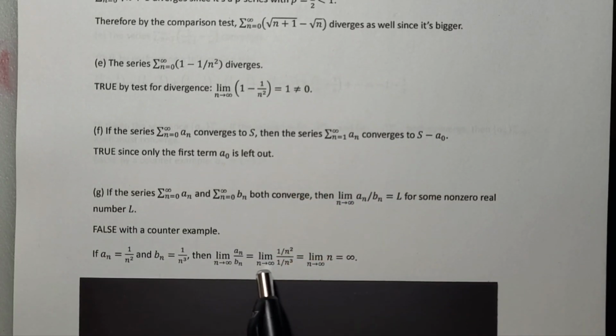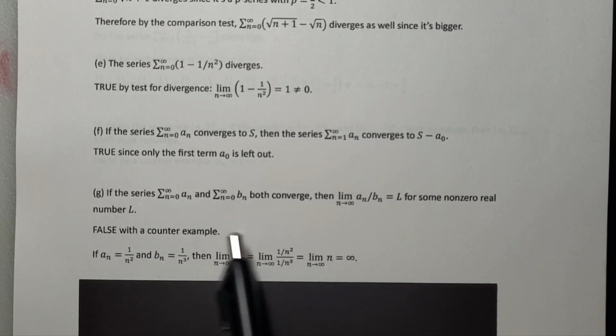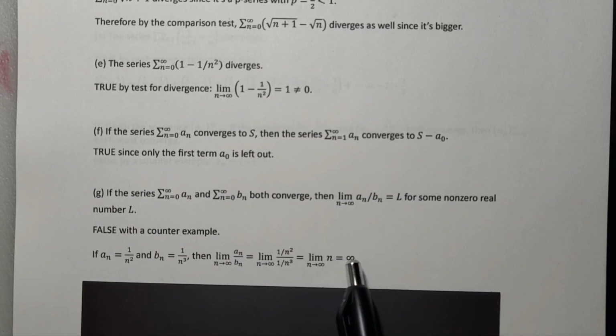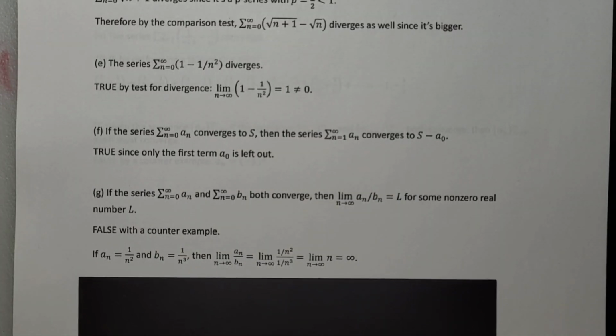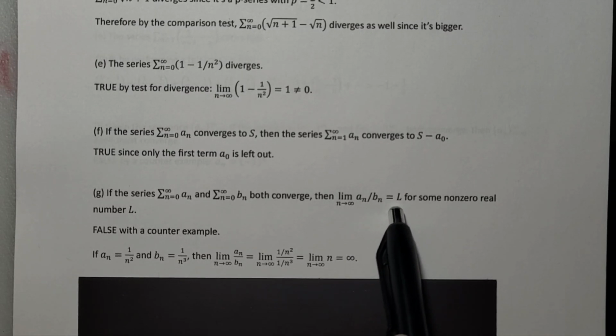That's what I thought of. Then this limit would simplify to the limit as n approaches infinity of n, which is clearly infinite. We know these two converge, but this limit does not exist. We found a counterexample right here. It's not always that it's some finite number L that's positive.